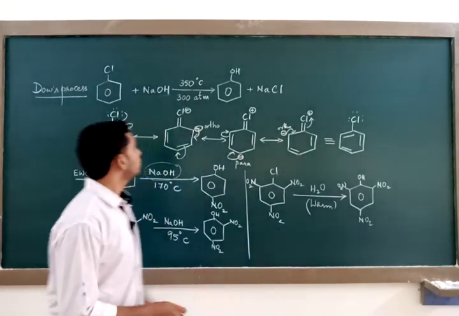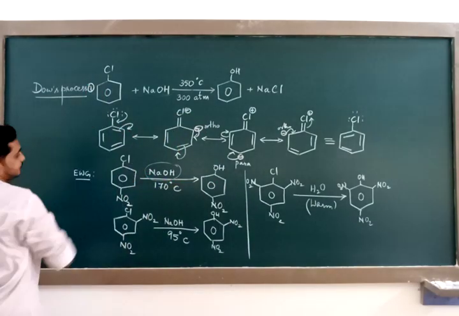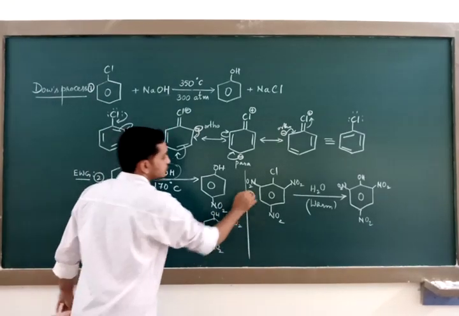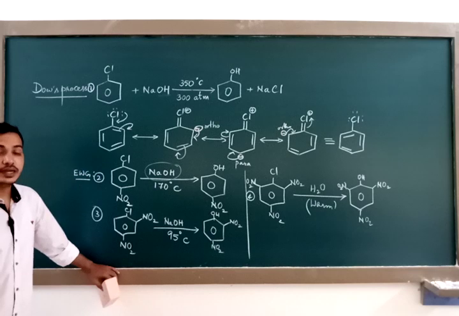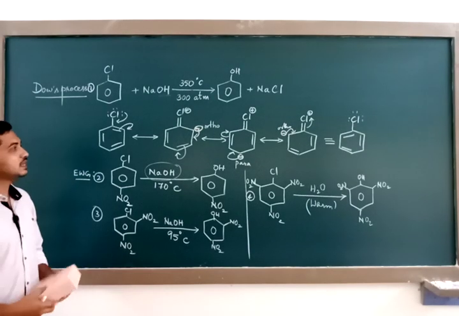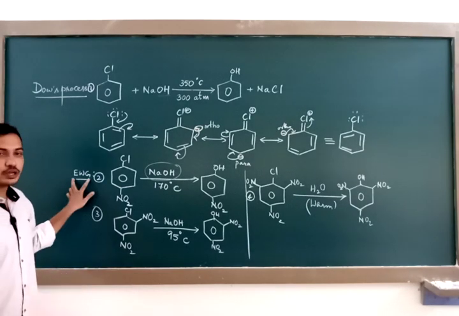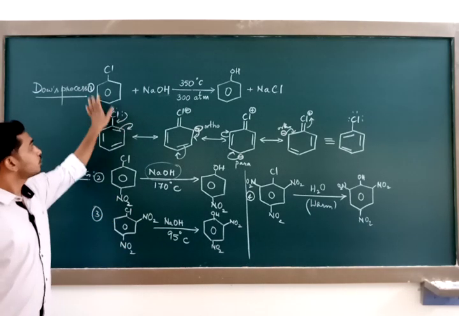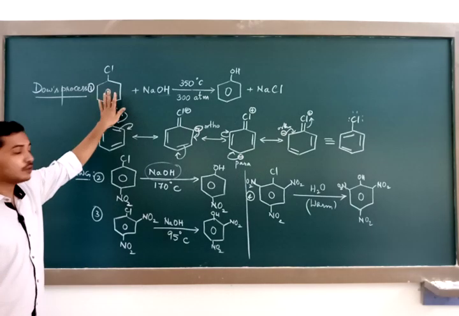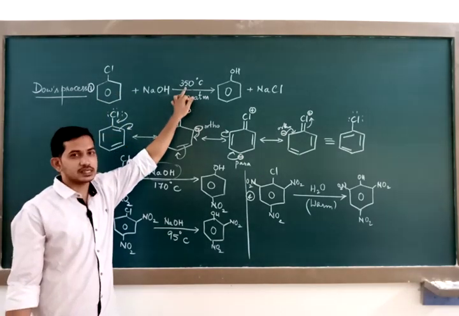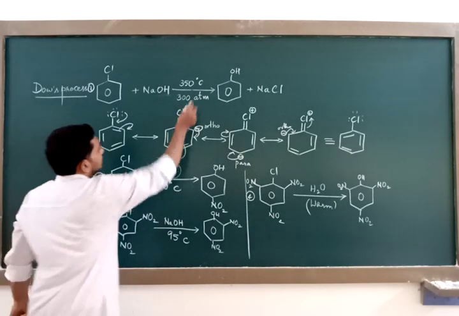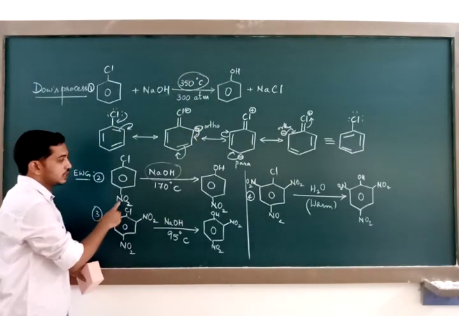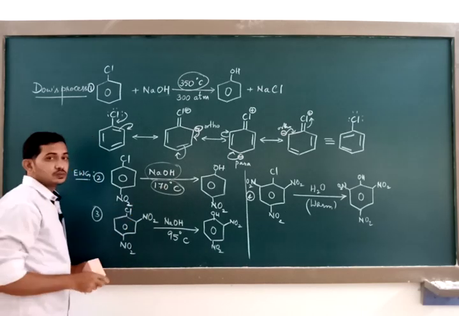So what do these four reactions indicate? This first one, second, third and fourth. What do these four reactions show us? It shows that as the number of electron withdrawing groups, that is nitro groups, increases, the conditions become milder. See, there was no electron withdrawing group in this example, therefore the temperature condition is 350 degrees Celsius. Once one electron withdrawing group is attached at the para position, the temperature decreased to 170.